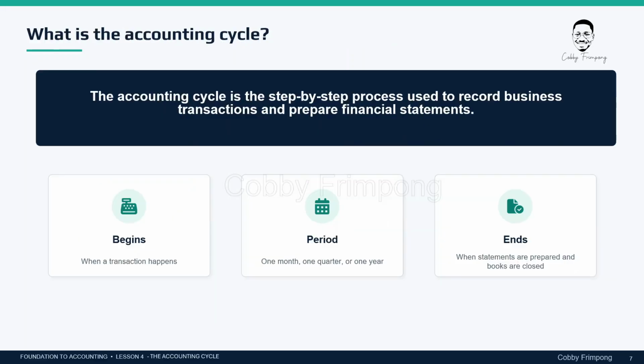What is the accounting cycle? The accounting cycle is the step-by-step process used to record business transactions and prepare financial statements. It begins when a transaction happens. It ends when financial statements are prepared and the accounting records are closed for the period. A period may be 1 month, 1 quarter, or a year.